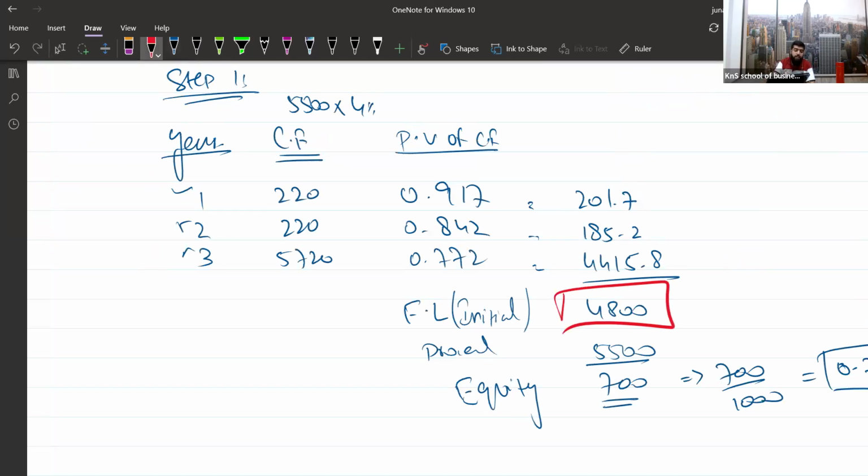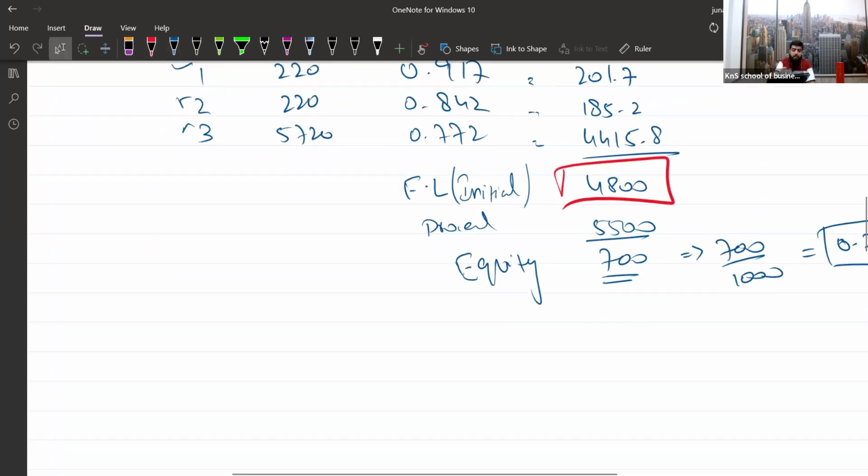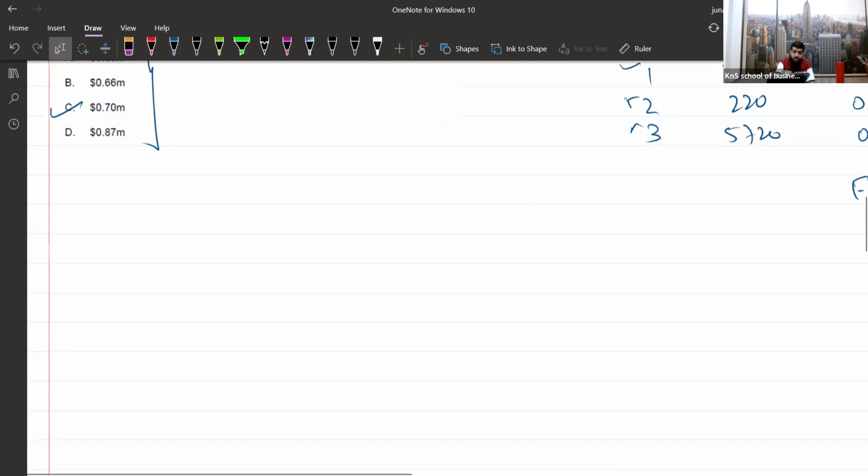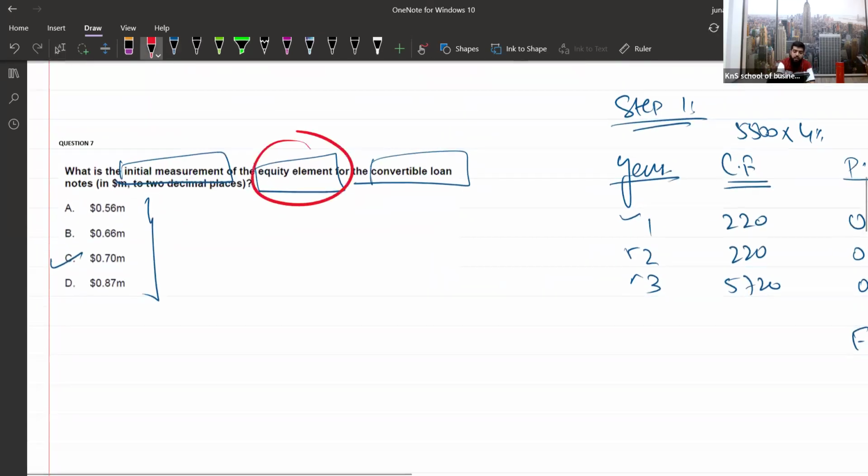But if I ask what amount of interest expense is to be reported, for that you would have to make the amortized cost schedule. But so far, the requirement of this question was to calculate the equity component, that is the equity element, which is 0.70 million. Are we clear on this one?